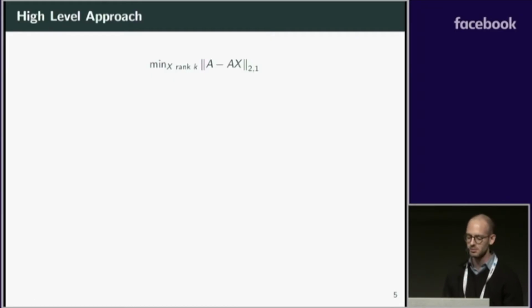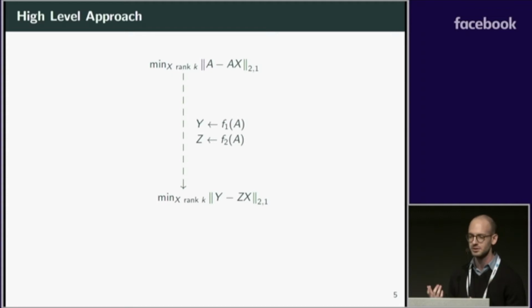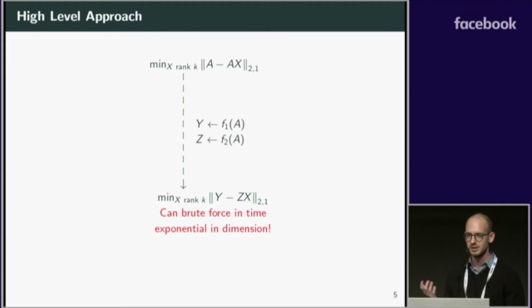In the minute or so I have left, let me try to give you a very sketchy version of how we do this. We're given this problem, and we don't know what to do about this weird norm. We don't know how to solve this minimization problem. So what we're going to do is reduce the problem to a different problem, hopefully with smaller dimensions. We're going to pick these y and z that are functions of A. Believe me that you can brute force the solution in time that's exponential in the dimension. This is not straightforward, but one can show this.